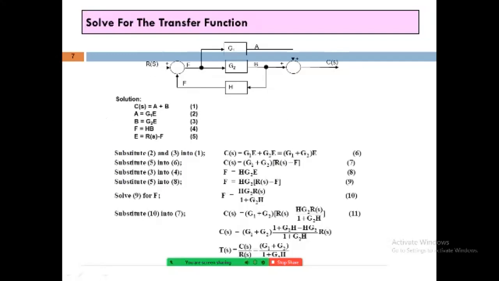Moving towards another solution. See this diagram. How many blocks are there? Yes, it is G1, G2 and H. These are the gains of the transfer function.